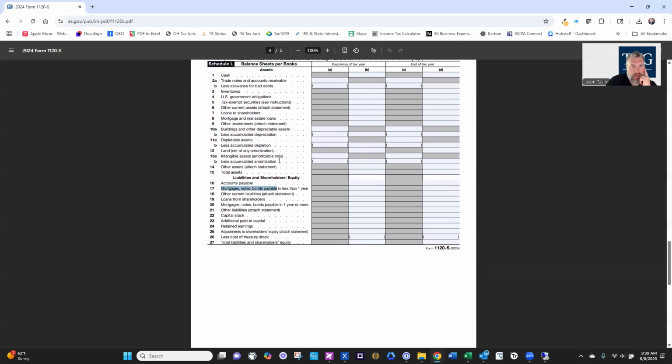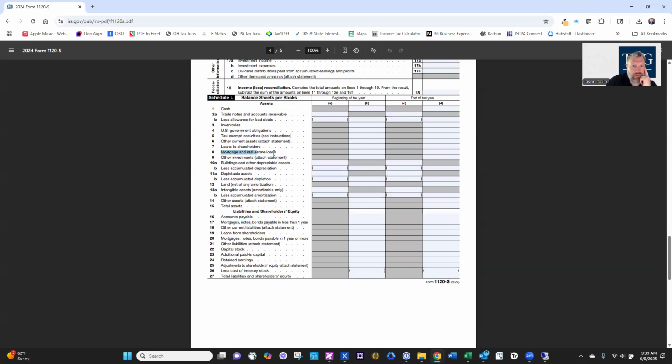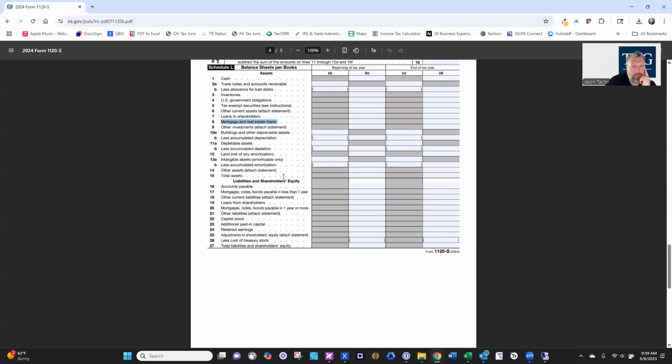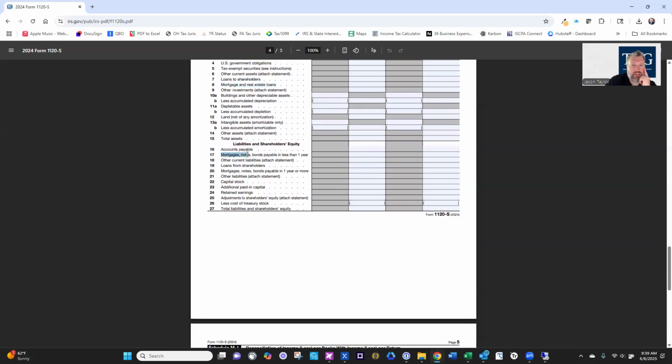I guess up here, this mortgage would be if you're in the business of loaning money out. That's what this one would be. I mean, people owe you money. This one down here, mortgages, is where you owe money. So this one should be zero. And then you have less than a year and more than a year if you want to break it out or if you're required to.